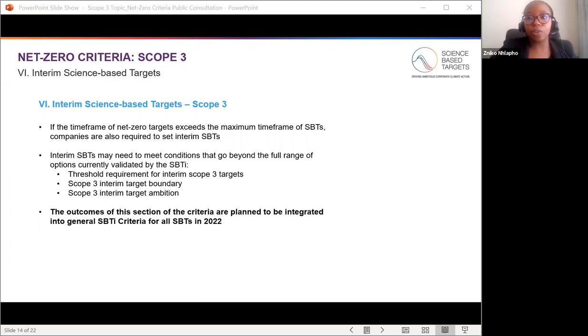However, there are several questions that have emerged that need to be addressed specifically from a net zero perspective. These questions relate to the scope 3 minimum ambition, and also the boundary of SBTs. It's important to note that the outcomes of this section of the criteria are planned to be integrated into the general SBTi criteria for all SBTs from 2022 going forward.